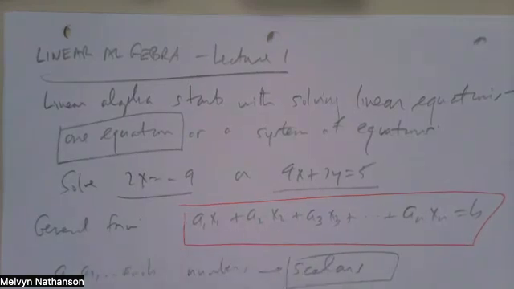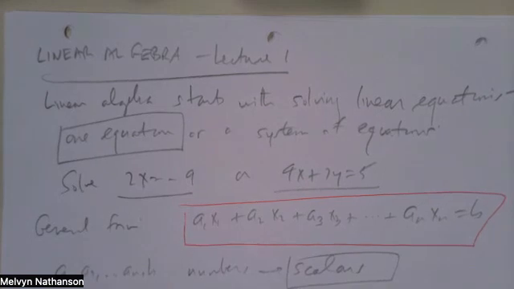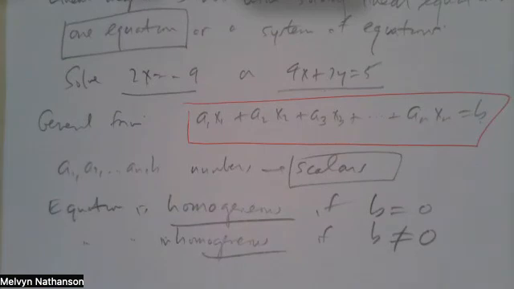And this equation is said to be homogeneous if the right-hand side number is 0, and the equation is inhomogeneous if the right-hand side is different from 0. And there are slightly different results associated with homogeneous and inhomogeneous equations.